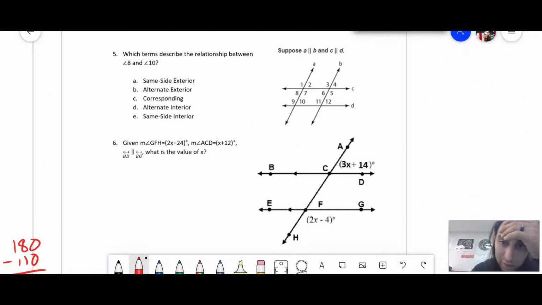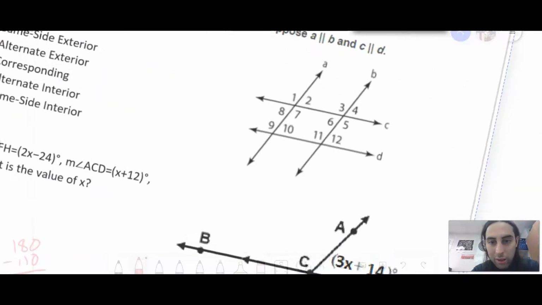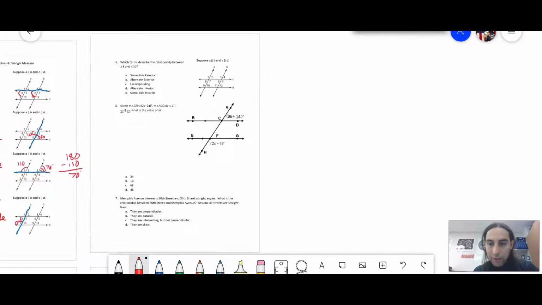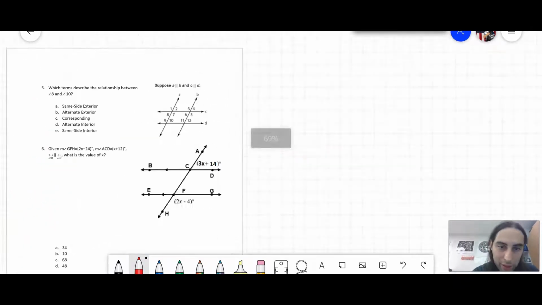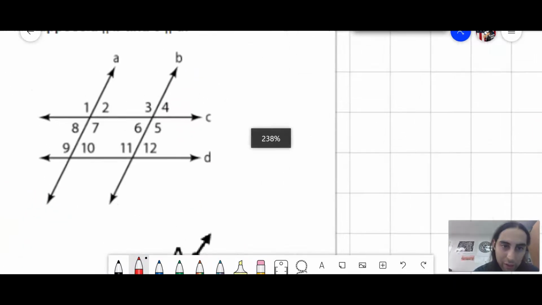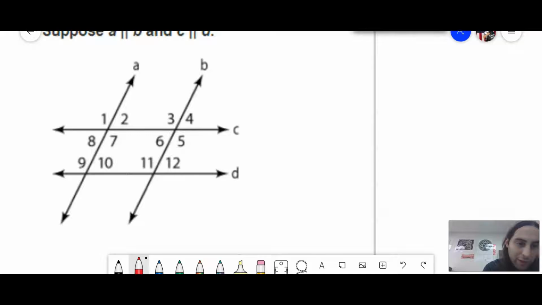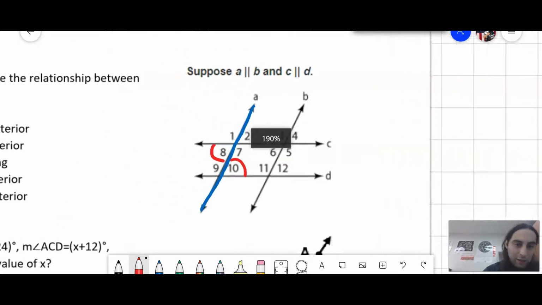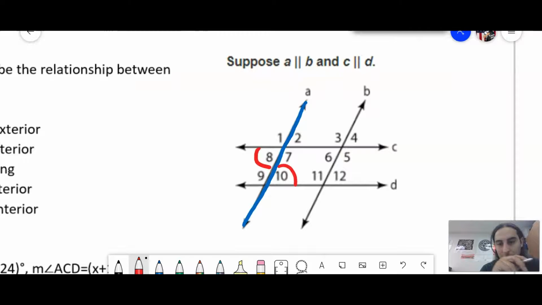So let's mark these again. Oh no, this is so whack. Sorry, gotta zoom all the way. Okay, 8 is right here. Then I have this transversal. And then 10 is right here. Okay, so what do we call that? Well, 8 and 10 are not on the same side of that blue line, that transversal. So we call that alternate.